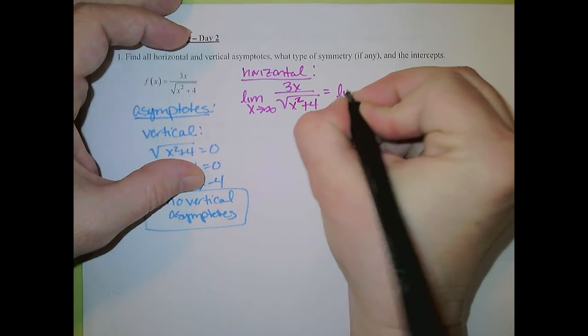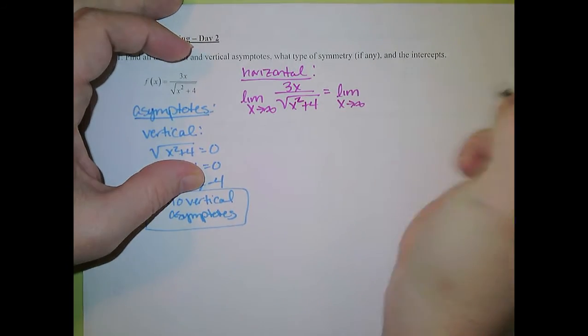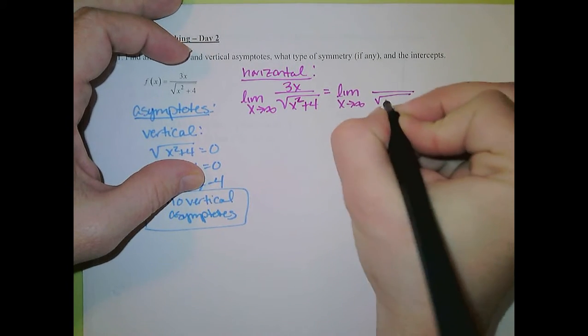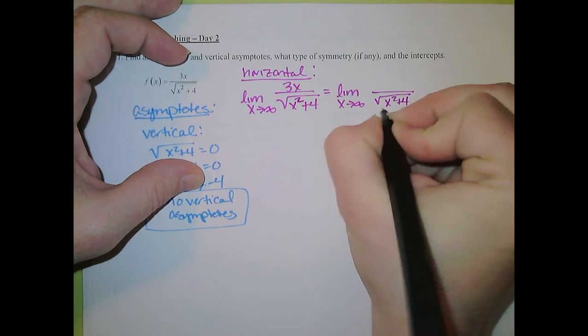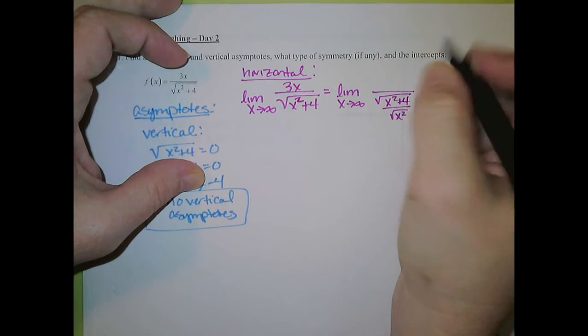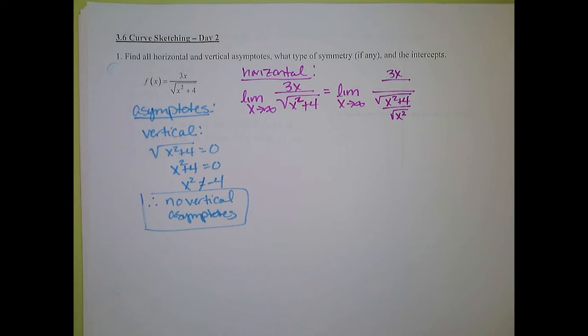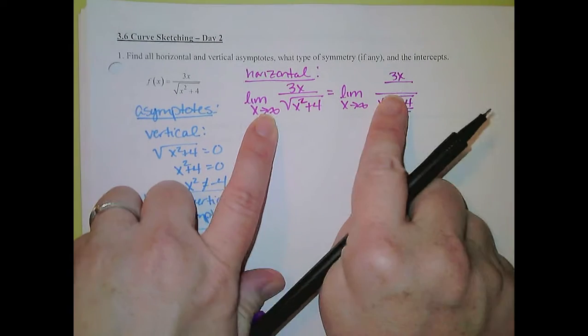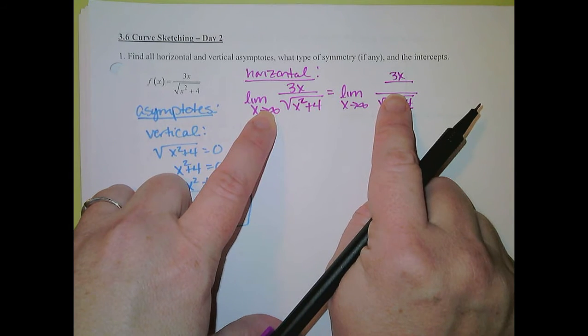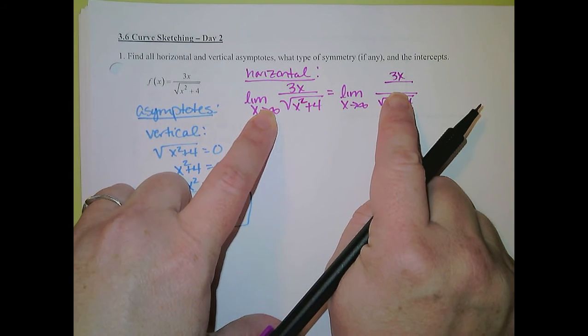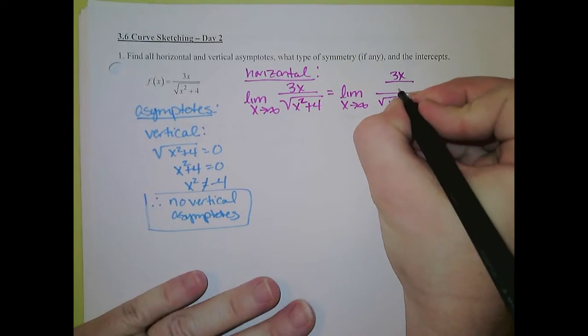So I have the limit as x approaches infinity, the square root of x squared plus 4 divided by the square root of x squared over 3x divided by the square root of x squared. And yesterday we said that the square root of x squared is the same thing as the absolute value of x. And if the values of x are greater than 0, which they would be where x is approaching infinity, then we know that the absolute value of x is just going to be x.